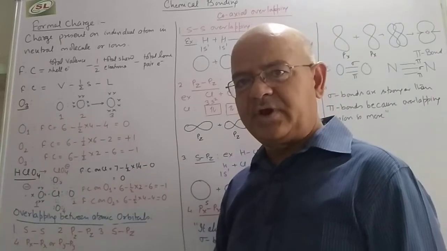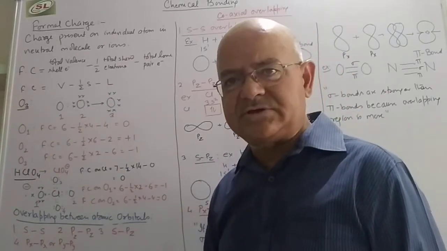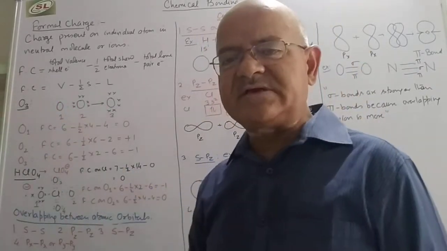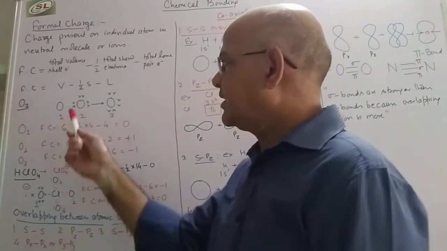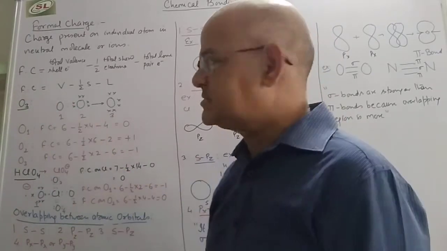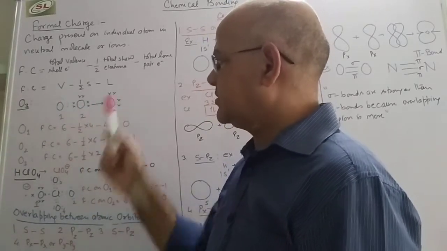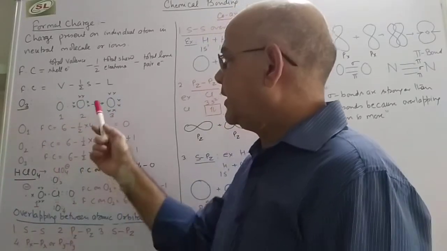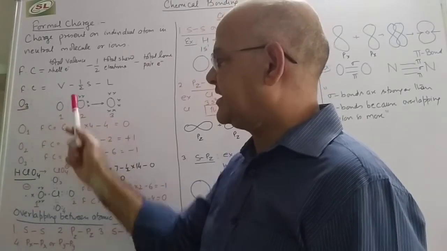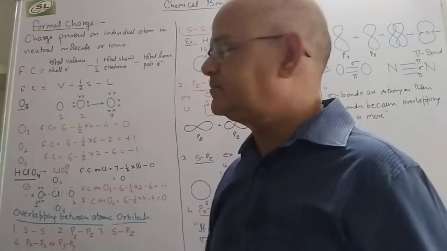For example, O3. First of all, we will make the Lewis dot structure of ozone. Every oxygen has 6 valence shell electrons. So you can see, with the help of dots, I have made the 6 electrons on the center oxygen, on this oxygen, and on the third one. Here the formation of a double bond will take place between two oxygen atoms. As we know, oxygen always forms a double bond.